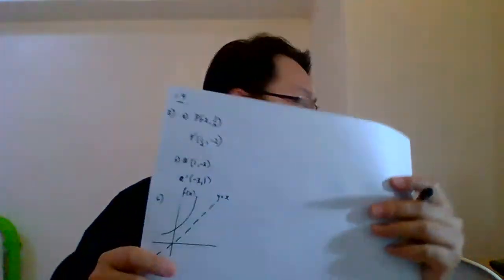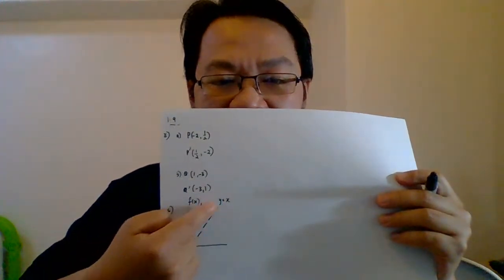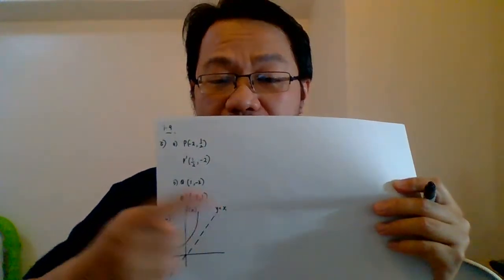Now look at number 6. Number 6, the most important. The graph is given there. The function graph is given. Let me draw first. The graph function is like this, and there's a line of y equals x. It's a dotted line. This is f(x). Look here, this is the graph of function f(x), and this is the line of y equals x.